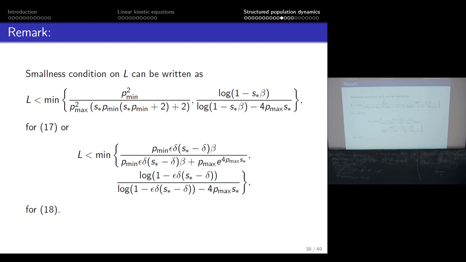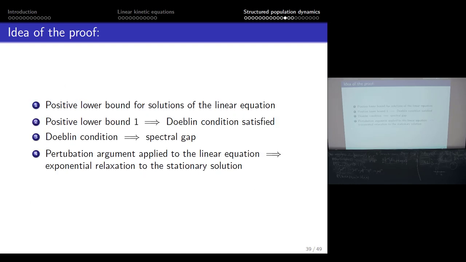But the idea of the proof, since it's a nonlinear model, is a bit different. We can apply this kind of thing to linear positivity and mass preserving semigroups, right? So first we find the positive lower bound for the linear equation, which of course will mean that the Doeblin condition is satisfied, and the bound we find will be uniform, okay for all parts of the domain.